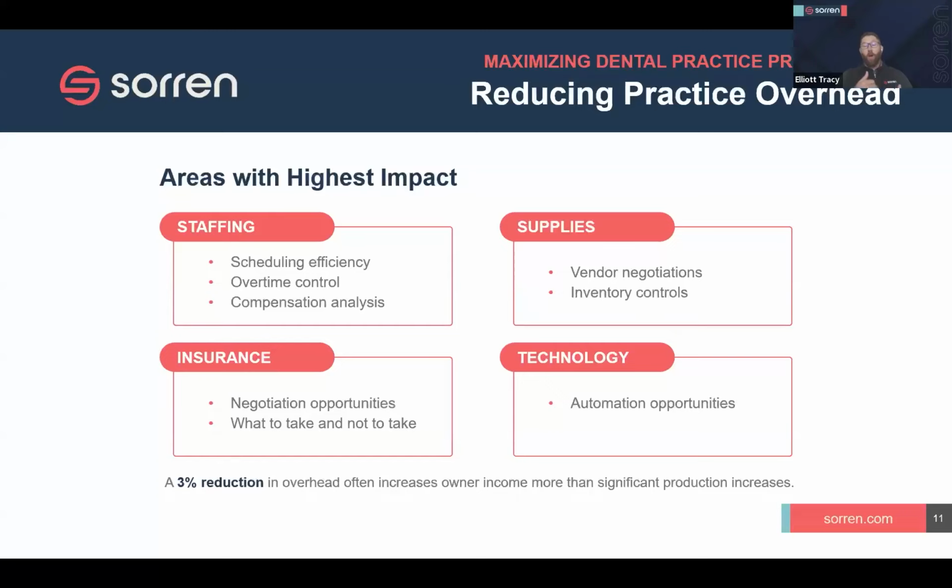Supplies, big one. Using good vendors, getting bulk discounts, making sure you know what you have and what you actually need, not spending money just to spend money. Insurance, not necessarily a reduction in overhead, but can improve those overhead percentages. Are there negotiation opportunities? What to take and what not to take. Do we take every insurance? Do we not take insurance? Do you just go strictly fee for service? These are all things that affect what that overhead percentage is.